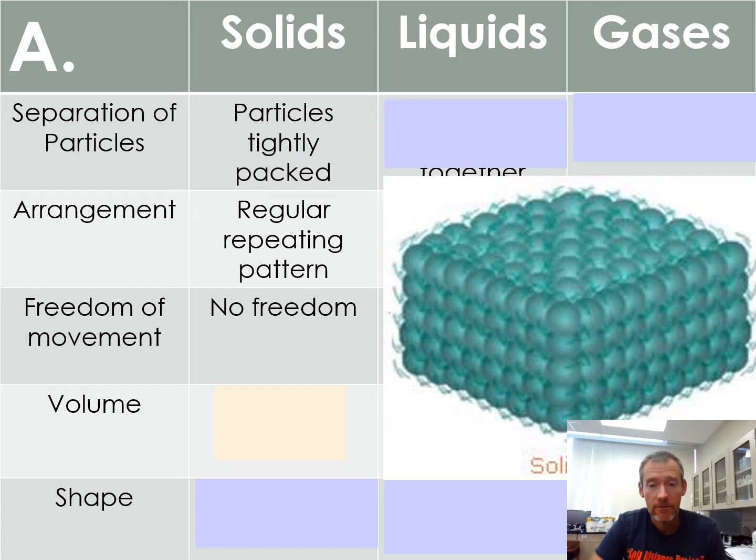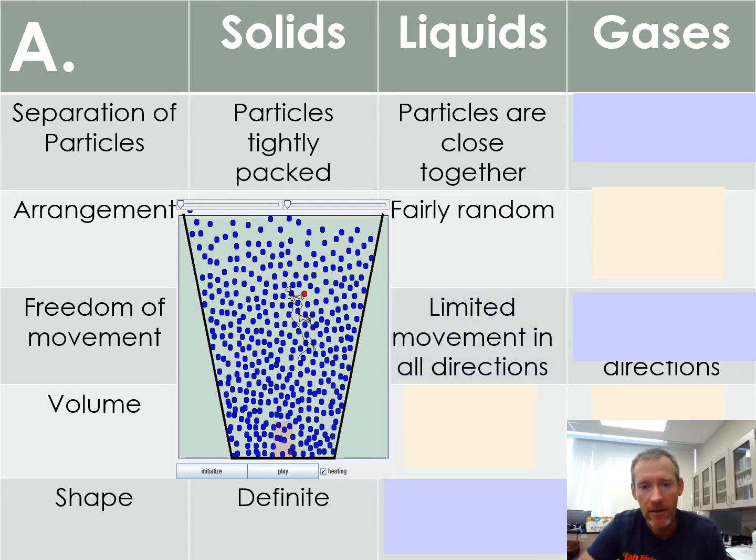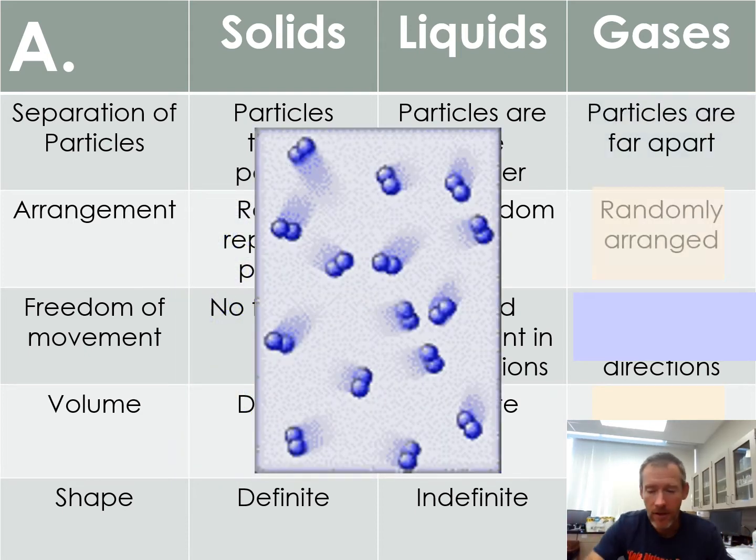They have no freedom of movement. They are rigid, so they're stuck together like a salt crystal. Volume is definite, and the shape is definite, meaning it doesn't change. Liquids are close together, but not as tightly as solids. They have a fairly random arrangement that depends on their interactions with each other. They have limited movement in all directions. So they are moving, but they are limited based on their shape. The volume is definite, it doesn't change, but their shape does change depending on the container it holds.